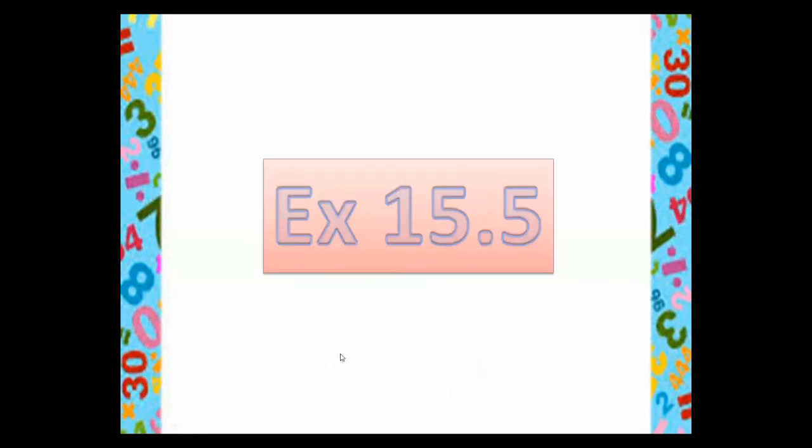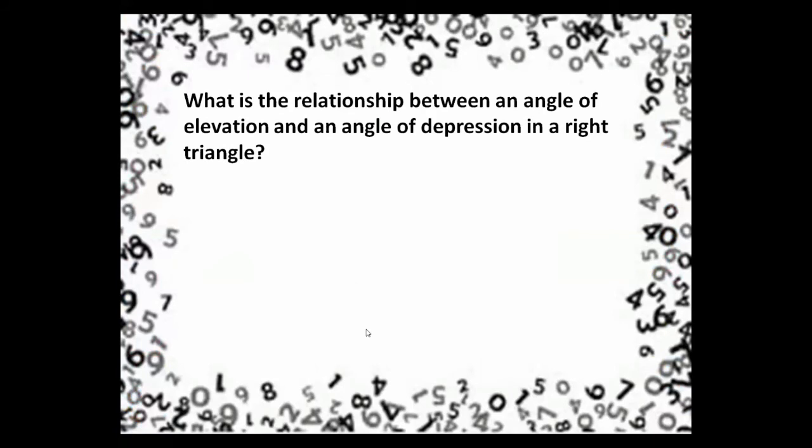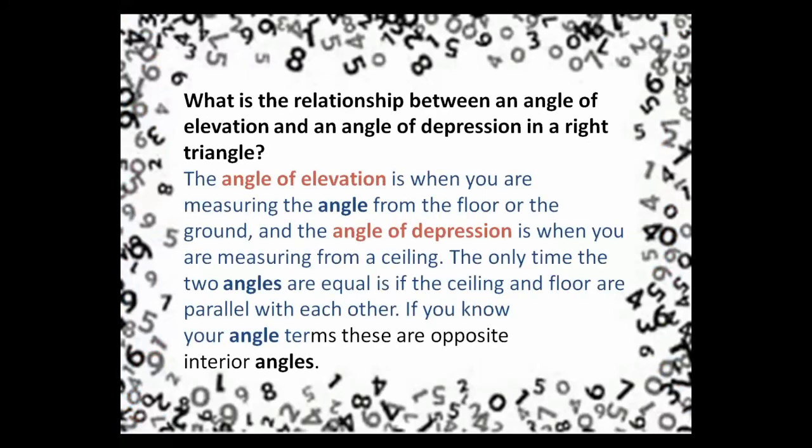Now we are going to move toward exercise 15.5, and what is the relationship between the angle of elevation and the angle of depression in a right triangle? Here we are discussing the angle of elevation and the angle of depression. The angle of elevation is when you are measuring the angle from the floor or the ground, and the angle of depression is when you are measuring from a ceiling. The only time the two angles are equal is if the ceiling and floor are parallel to each other.